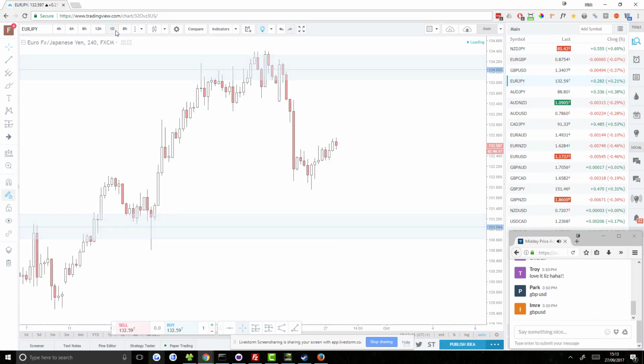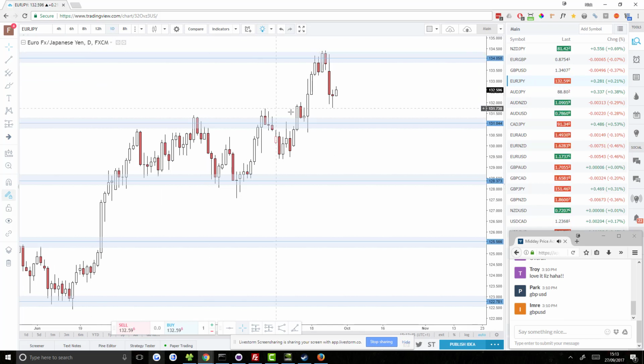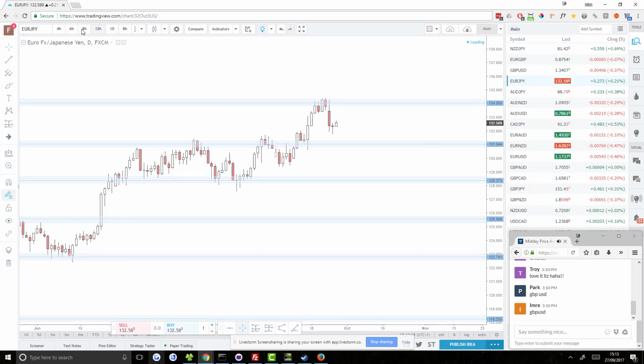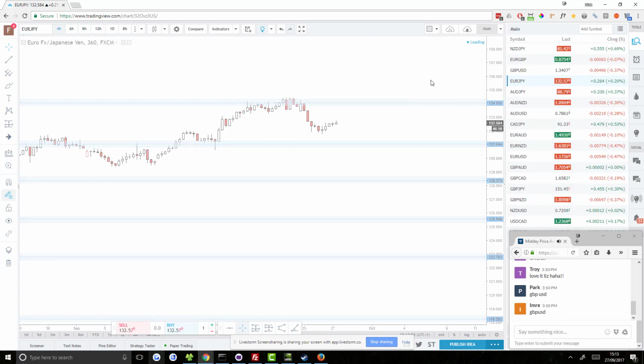EURJPY. Yeah, nothing much going on with EURJPY. It's in between support resistance right now.